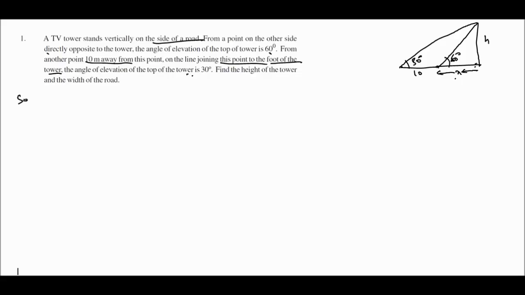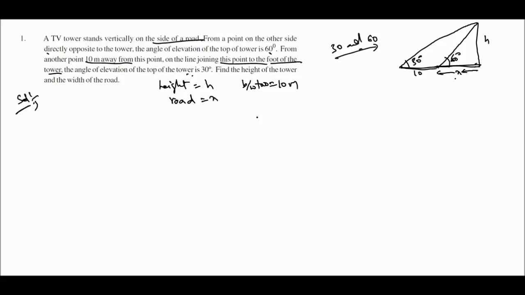So the solution comes like this. The height of the tower is h, and the road is x meters. The distance between the two observation points is 10 meters. The angles of elevation are 30 and 60 degrees. So let's start with the answer.